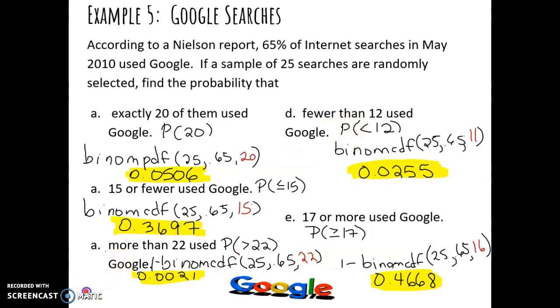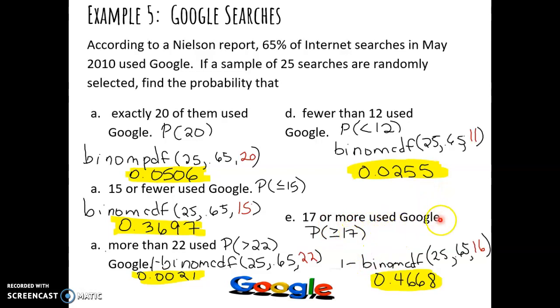Fewer than 12 means less than 12. So less than 12 would be 0 up to 11. It would not include 12. It would stop at 11. So binomial CDF 25, 0.65, 11, and we get 0.0255.